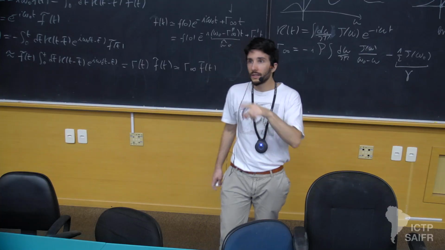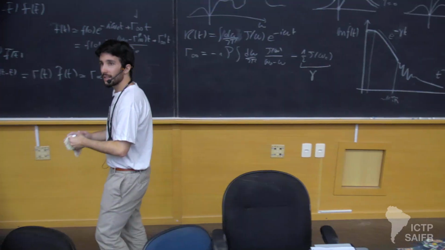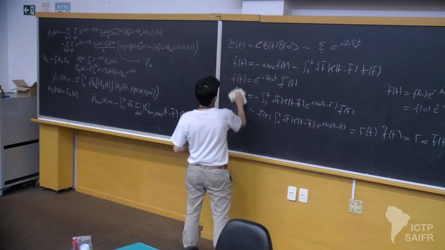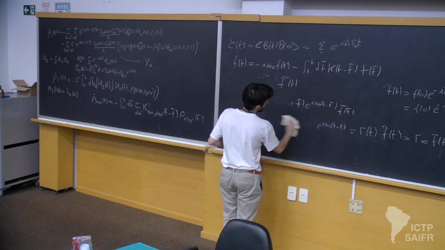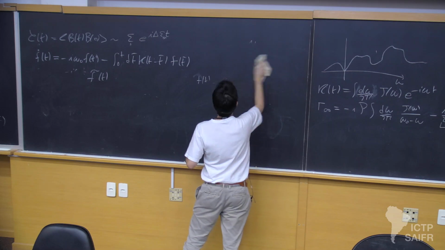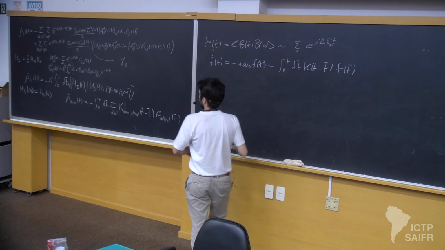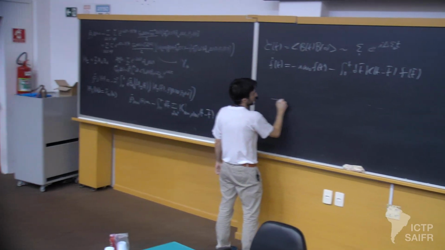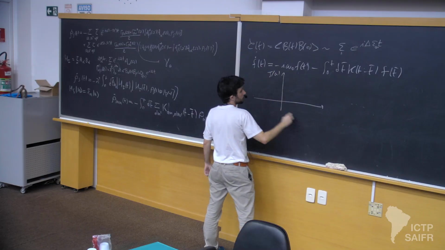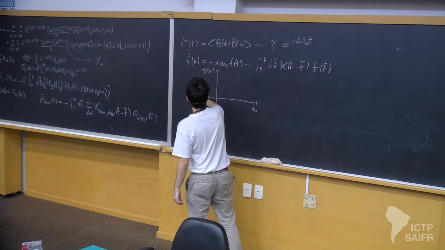For instance, since you're more interested in solid state applications, what if you have a fermionic bath? The spectral density is going to look something like this.